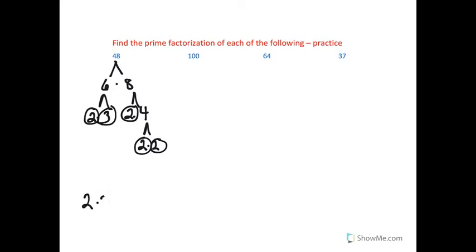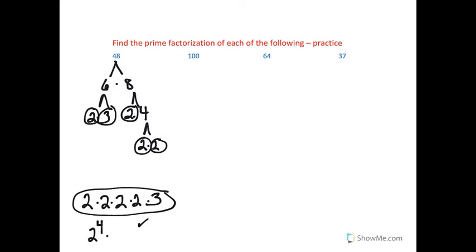So, prime factorization, all my 2's go first together. 1, 2, 3, 4 2's and a 3. And let's check that. 2 times 2 is 4 times 2 is 8 times 2 is 16, and 16 times 3. Or I could go 2 times 2 is 4 times 2 is 8 times 6 is 48. Either way, it does check. And if I wanted to write this in exponential notation, I have 4 factors of 2 times 3.